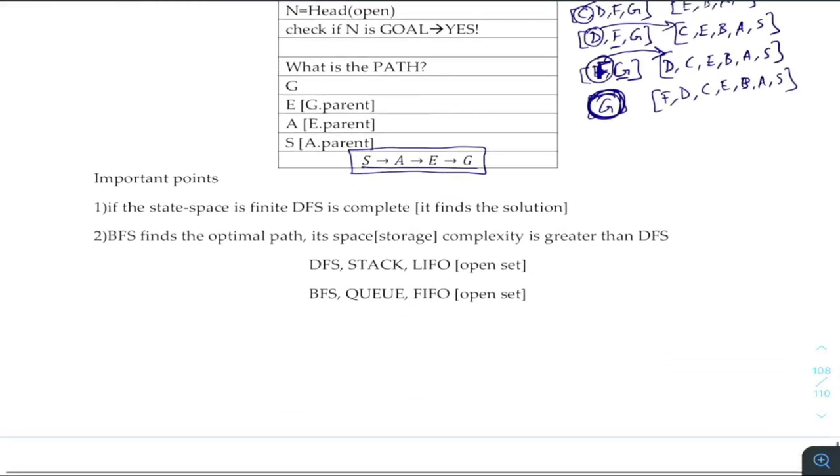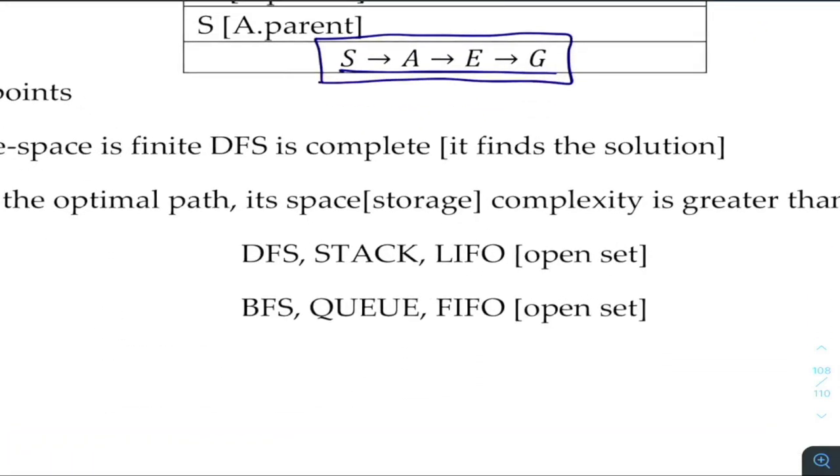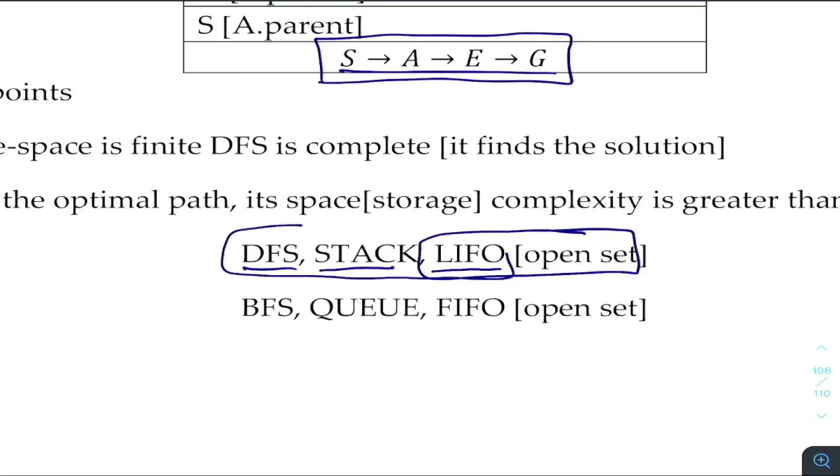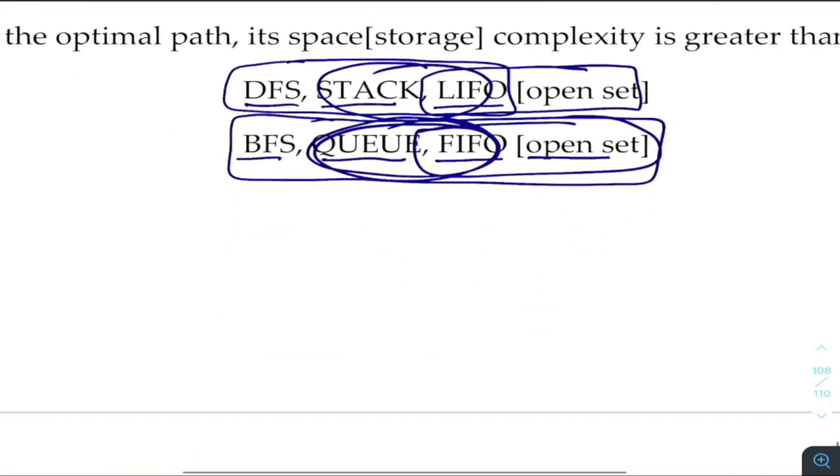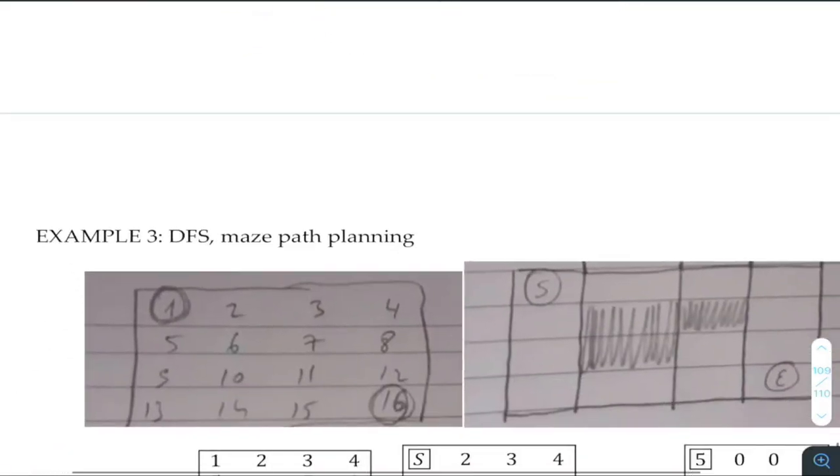I am looking at this, by the way: the DFS stack, last in first out for the open set. They are kind of similar, but DFS uses a stack, right? And BFS uses a queue, first in first out for its open set. Again they are similar.